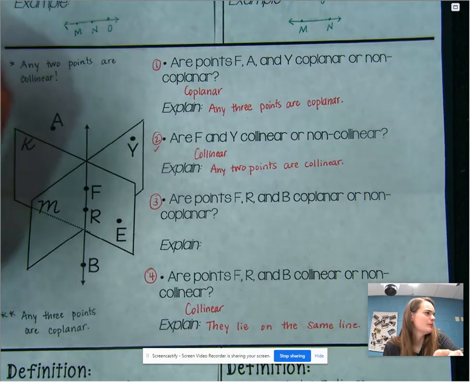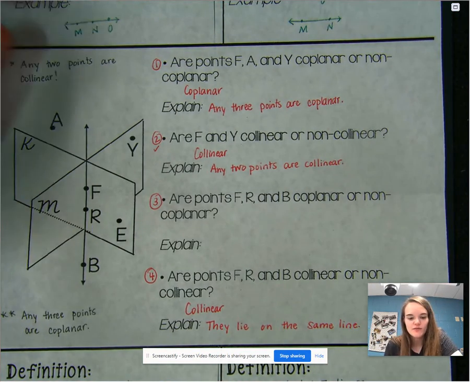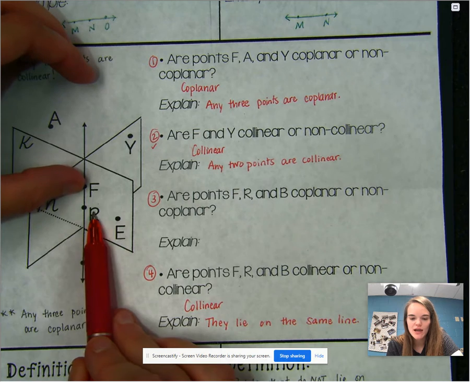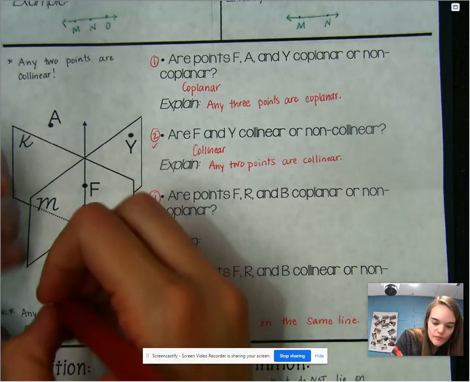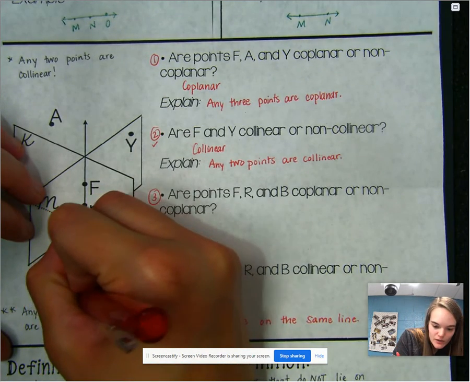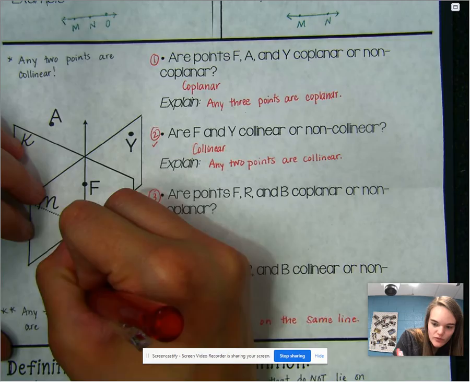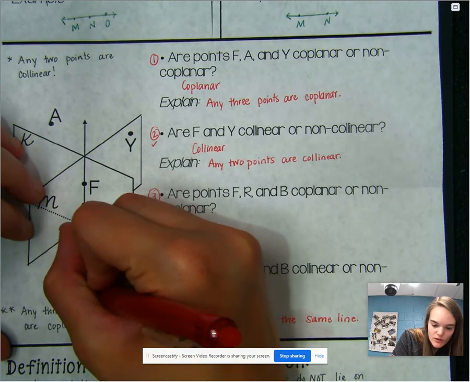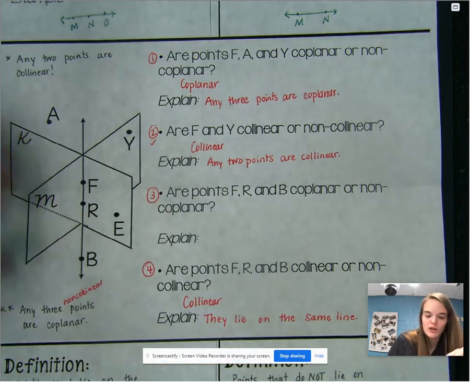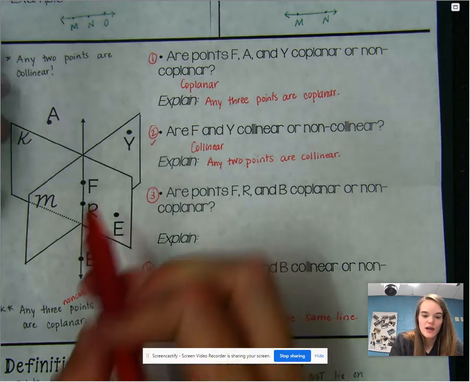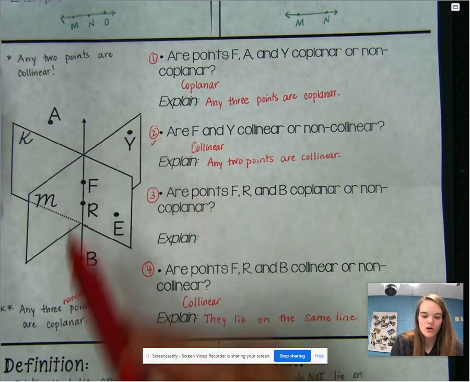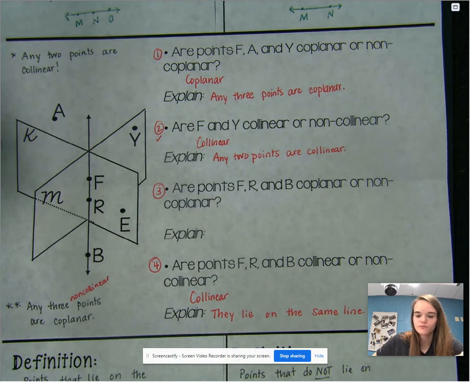Okay. Example 3. Are points F, R, and B, oh, I forgot to add a piece here. Any three non-collinear points are coplanar. Please fix that. Let's go back and check number 1. F, A, and Y are non-collinear, so we're good.